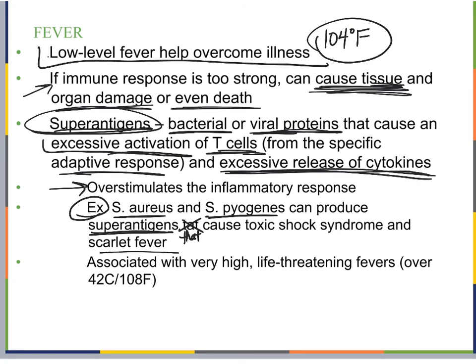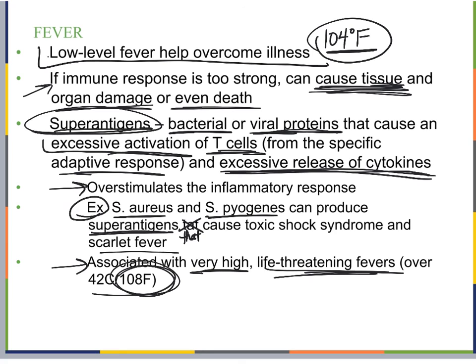This kind of goes along with quorum sensing. Once these bacteria get into the body, they can go along doing a normal low-level infection where our body responds with an acute inflammatory response and a regular fever. But as they grow more and more in number, they can then produce these super antigens. When they do, this can cause toxic shock syndrome, which is associated with very high, life-threatening fevers, over 108 degrees Fahrenheit.